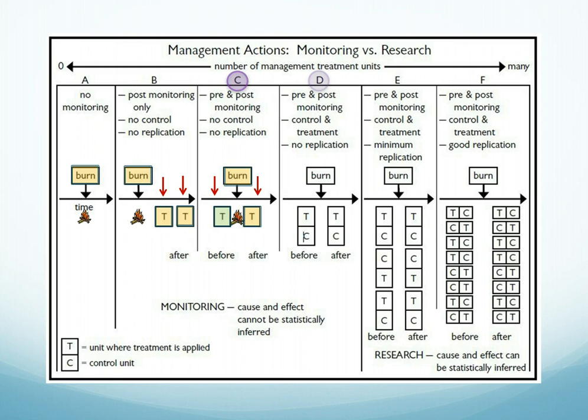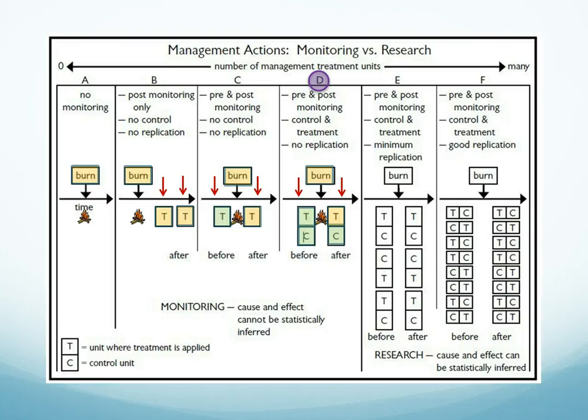So in the next case, what we see is we determine ahead of time that this area is going to be burned, so it's going to be treated, and this area, which we assume is very similar, is assigned to be an untreated control. They are both measured, the burn is applied, and then after the burn, we would have post-burn measurements.